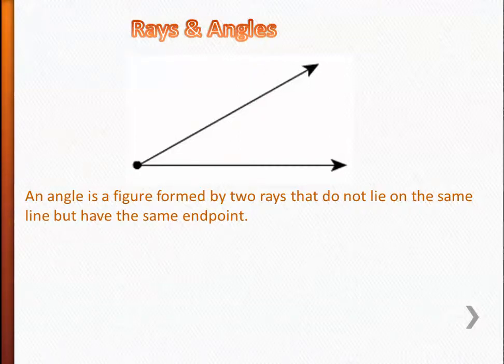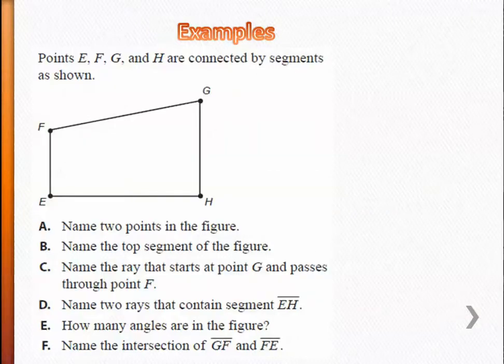An angle is a figure formed by two rays that do not lie on the same line, but they have the same endpoint. Now let's work through some examples. It says points E, F, G, and H are connected by segments as shown, and then you can see how they're connected, and we're going to go through and answer A through F.